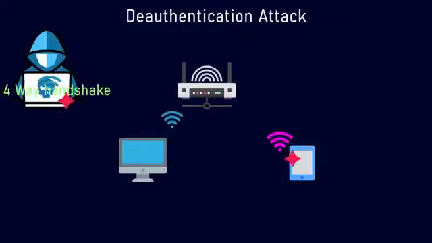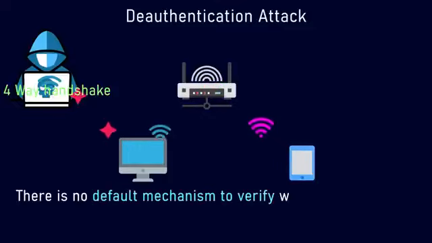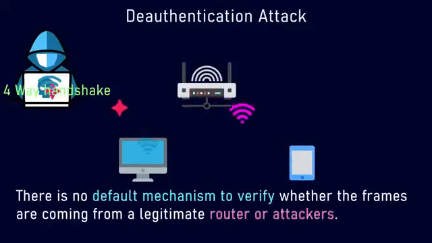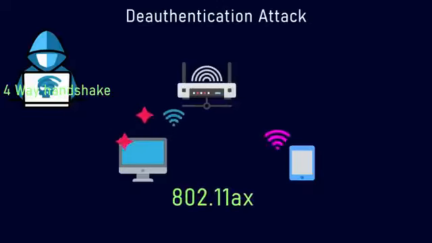There is no default mechanism to verify whether the frames are coming from a legitimate router or attackers. Only the latest 802.11w standard has automatic protection against deauthentication frames by default. That's how deauthentication attack works and is used by hackers.